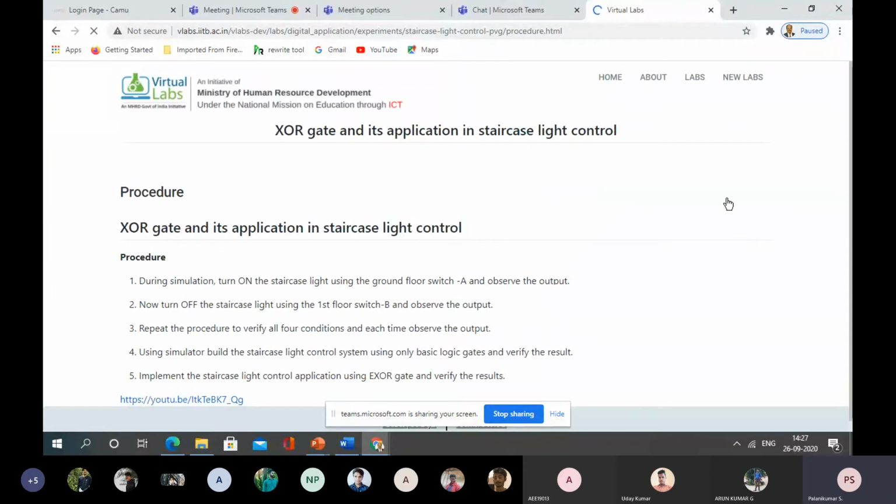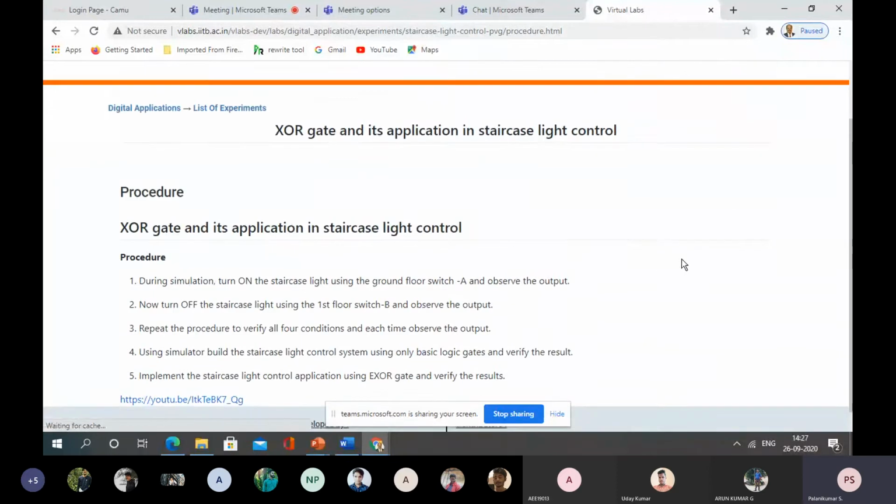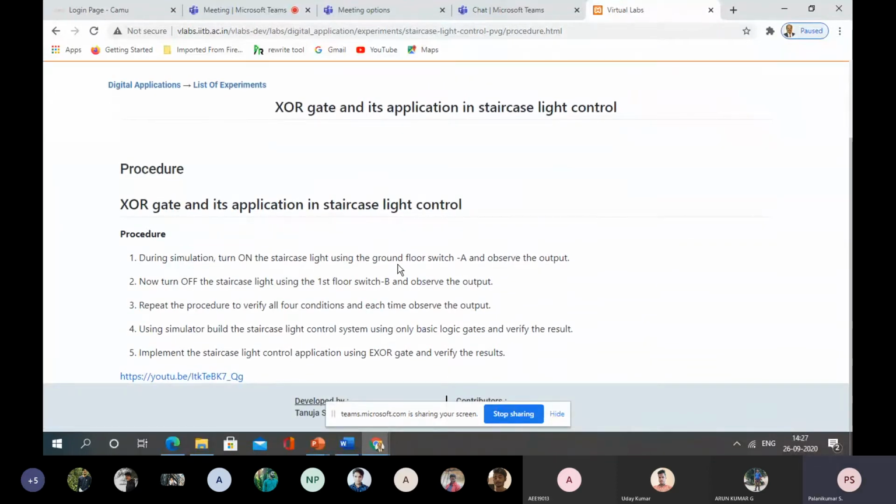In this procedure, you have to turn on the staircase light using the ground floor switch. We are assuming that on the ground floor we have a switch A, and we are going to turn it on, and we will see the output. Once again, after reaching the first floor, we turn off the switch because now there is no need of the staircase illumination circuit. Turn on the output. So repeat this procedure to verify all the four conditions.